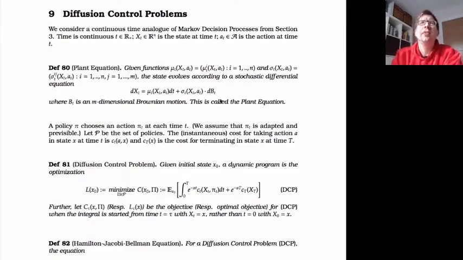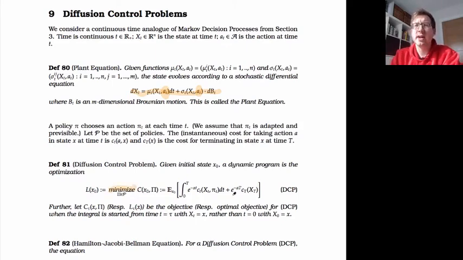Here, when we're considering something like a diffusion process, like a stochastic differential equation like this one here, we have a drift term which we can influence with our actions, and we have a diffusivity term which we can also influence with our actions. We might want to try to change the state of this process so as to maximize or minimize some objective.